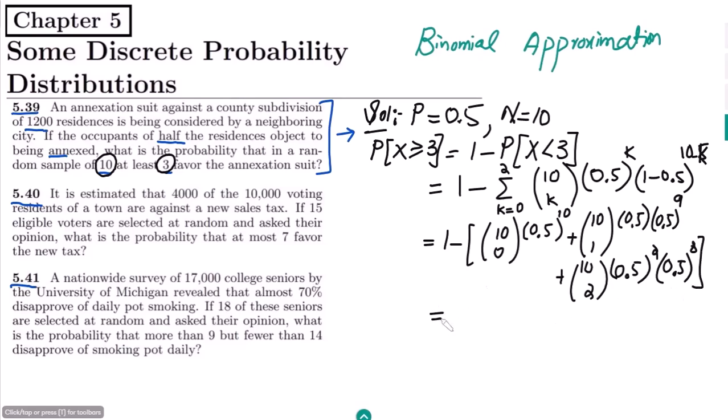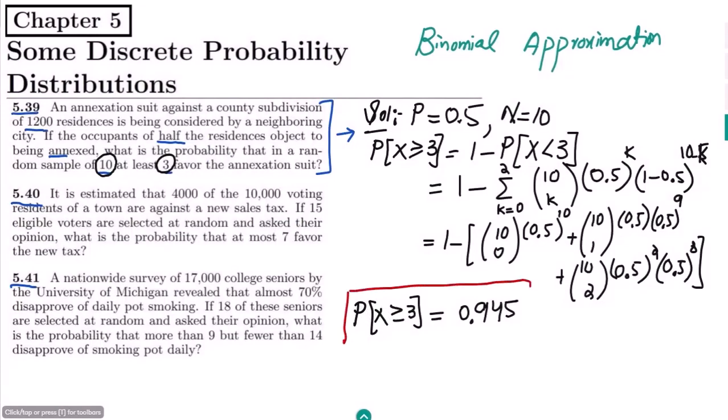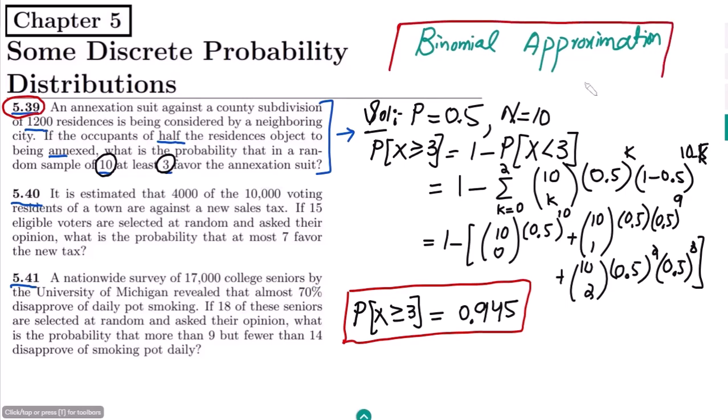After finding all of them and subtracting from 1, what would I get? It would be the probability that X is greater than or equal to 3, which is 0.945. This is basically the solution of question 5.39, and you have seen that this is the usage of the binomial approximation through this formula. Okay, so that is for question 5.39.